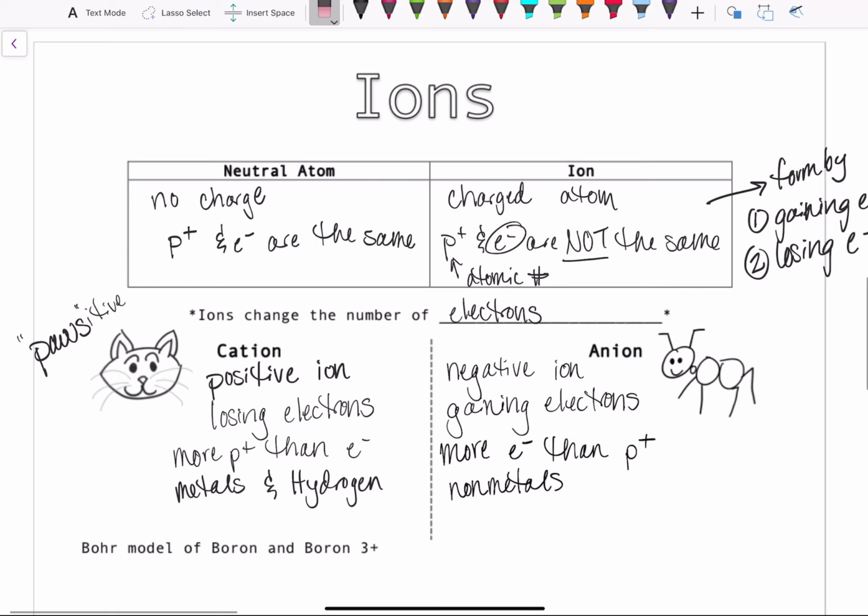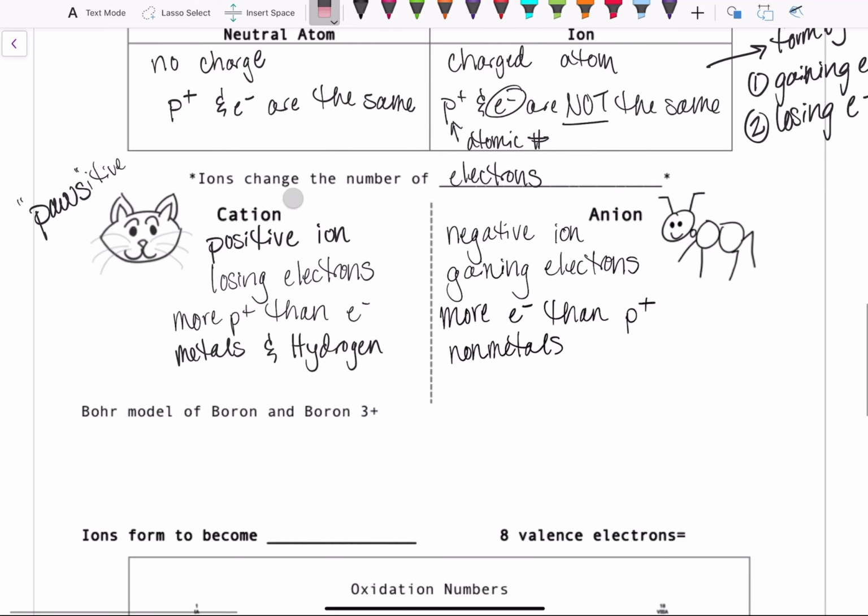Neutral atoms: protons and electrons are the same. Ions: we have a charged atom. Protons and electrons are not the same, and we form them by either losing electrons, forming a cation, or gaining electrons and forming an anion.